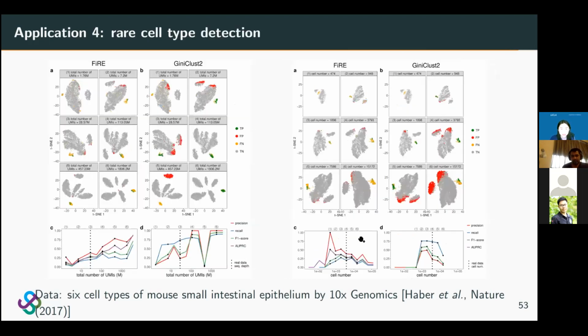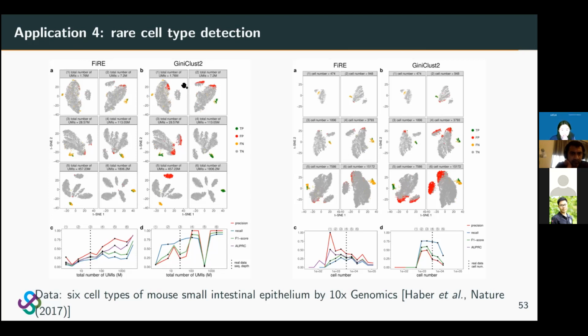That's for clustering. And this is for rare cell type detection, another task. For this one, we compare two popular methods, FIRE and GenieClus2. So these two methods use different methodologies. FIRE uses outlier detection to detect rare cell type, while GenieClus2 is based on clustering. So you will first divide cells into clusters and then call the smallest cluster as a rare cell type.